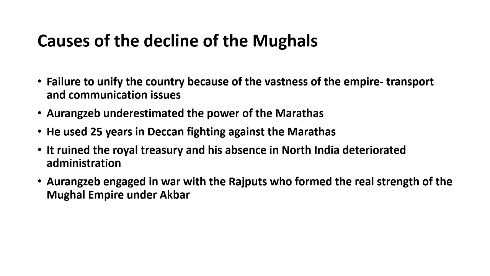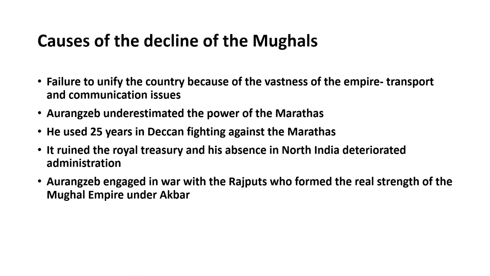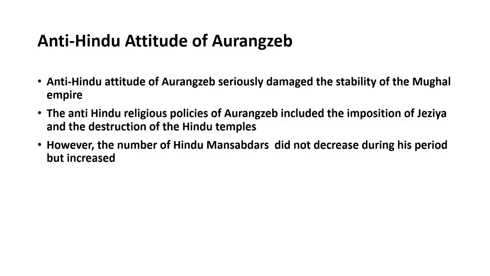Likewise, he also engaged in war with the Rajputs. Had Aurangzeb avoided the war with the Rajputs and the Marathas, the Mughal Empire would have been further strengthened, but Aurangzeb failed to understand this fact. Akbar was well aware that the Rajputs were the real strength of the Mughal administration, so he maintained friendly relations with the Rajputs, but Aurangzeb reversed this policy.